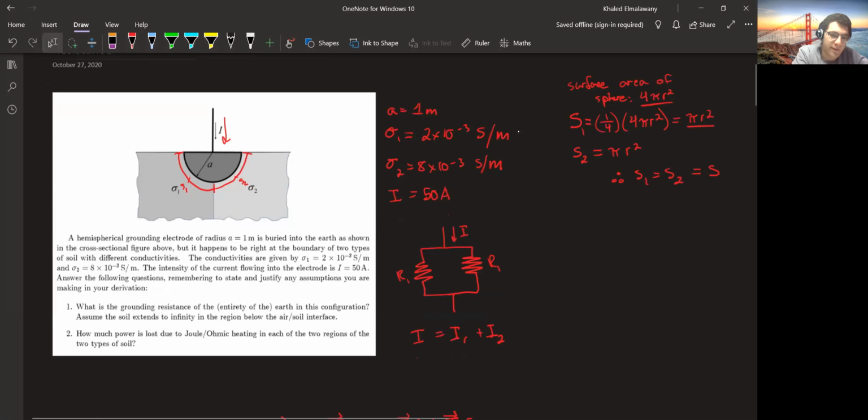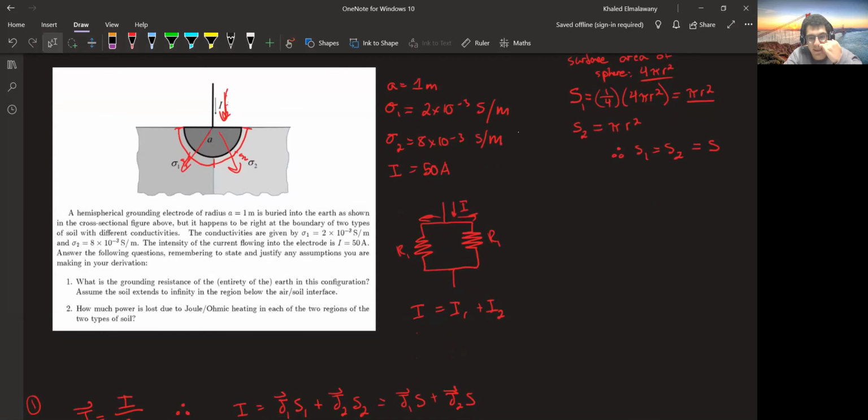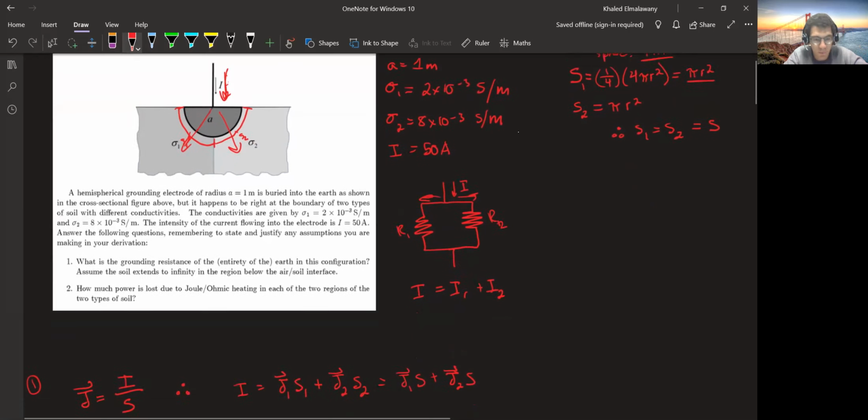Now notice that the current is moving through the rod here, and then it exits through two different paths. That means it is a parallel configuration. As you can see, it has to go through two different paths. So the total current is equal to the current passing through one plus the current passing through two.